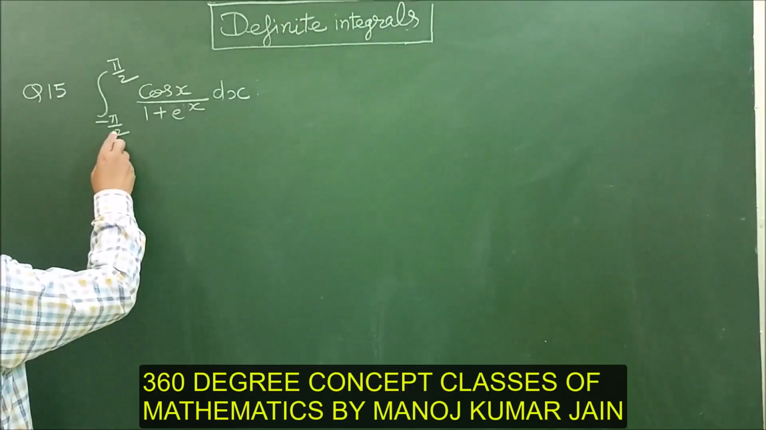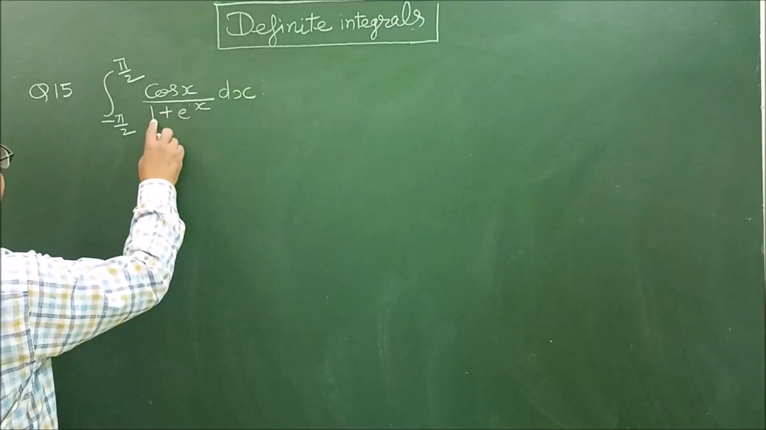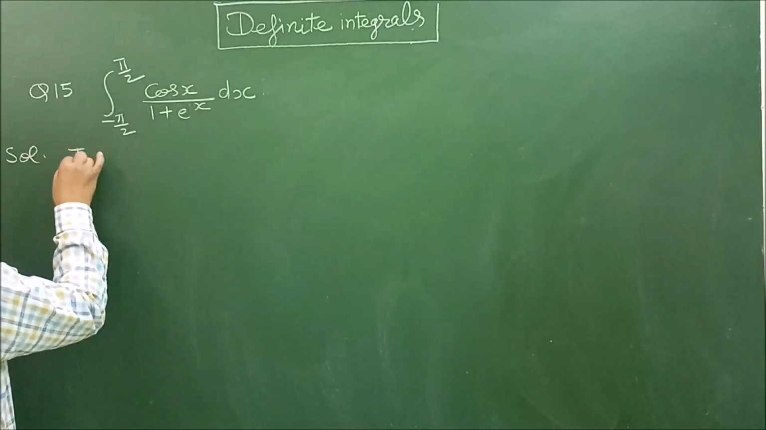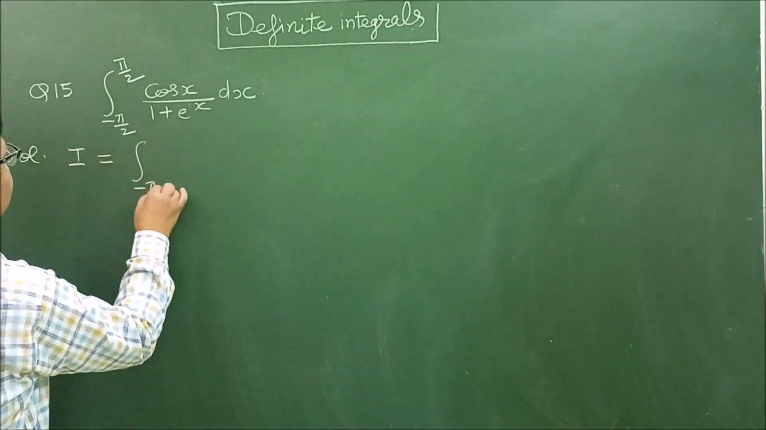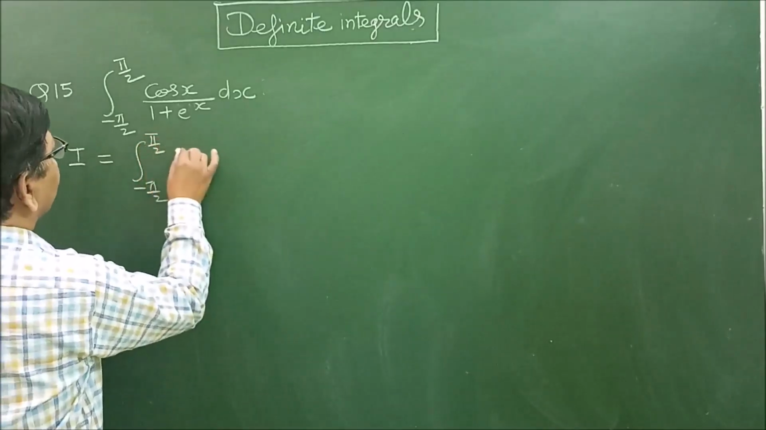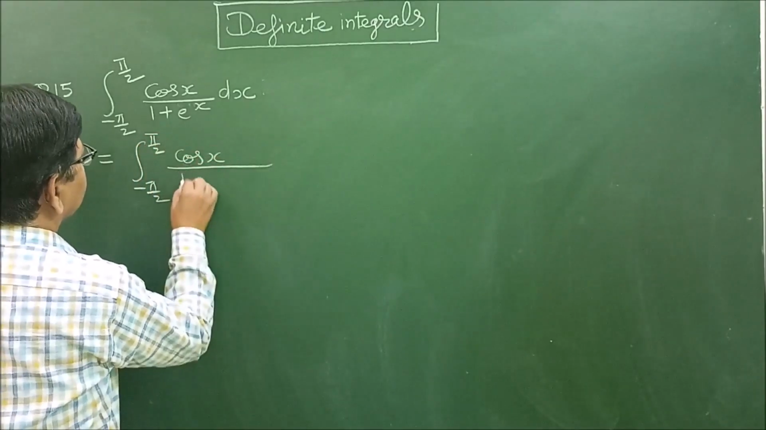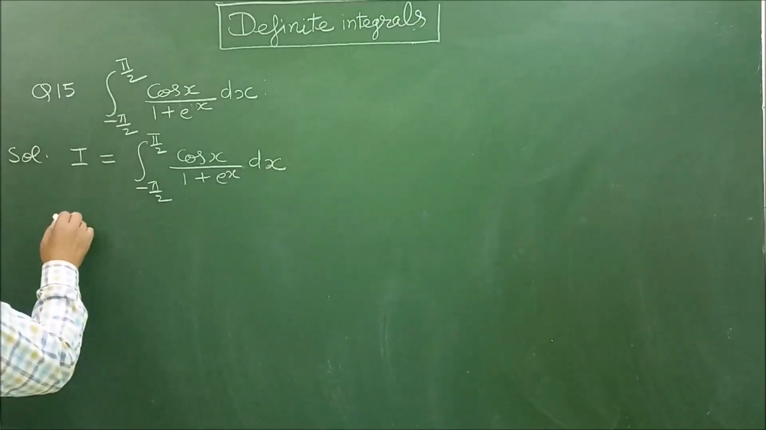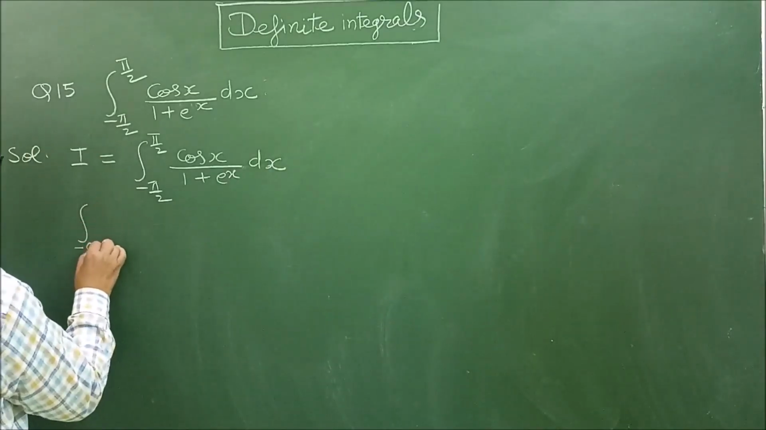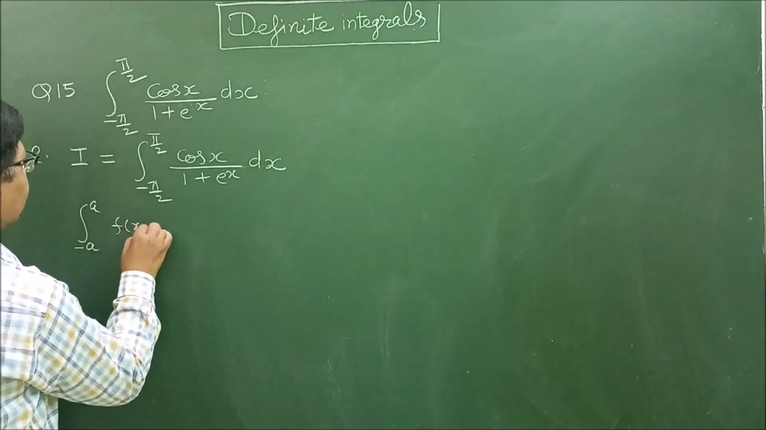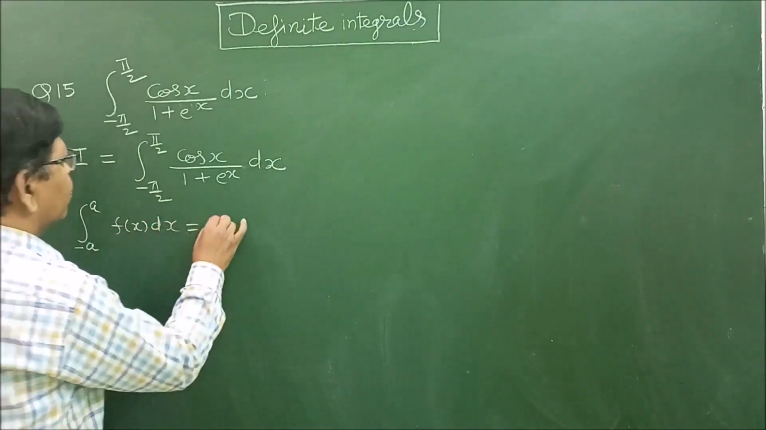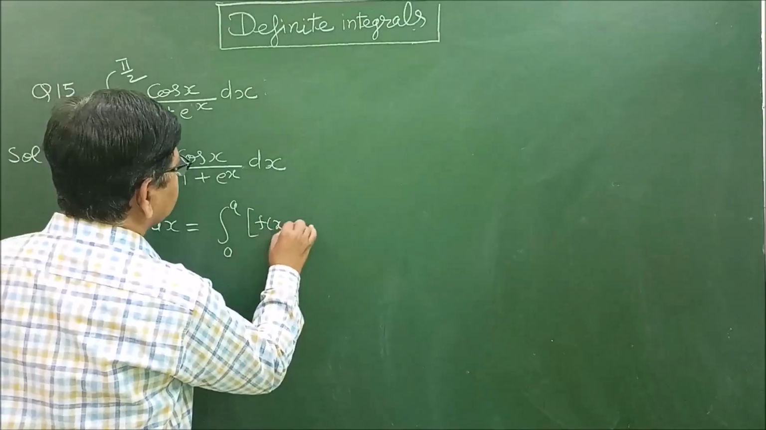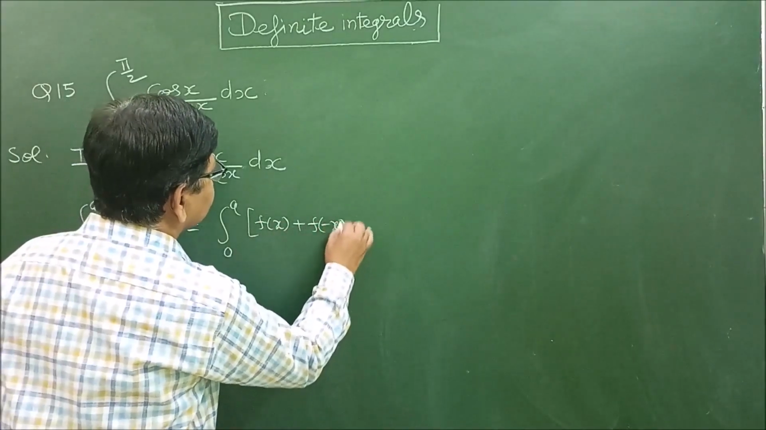Evaluate the definite integral from minus pi by 2 to pi by 2 cos x upon 1 plus e raised to the power x dx. So let this definite integral be equal to I, minus pi by 2 to pi by 2 cos x upon 1 plus e raised to the power x dx. Now recalling the property, minus a to a f(x) dx is equal to 0 to a, f(x) plus f(minus x) dx.